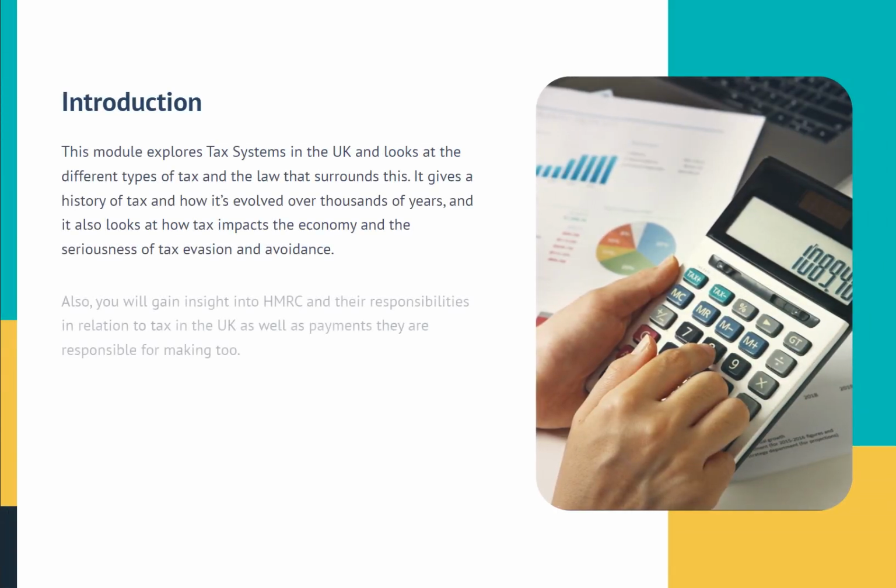Introduction. This module explores tax systems in the UK and looks at the different types of tax and the law that surrounds this. It gives a history of tax and how it's evolved over thousands of years, and it also looks at how tax impacts the economy and the seriousness of tax evasion and avoidance. Also, you will gain insight into HMRC and their responsibilities in relation to tax in the UK, as well as payments they are responsible for making too.